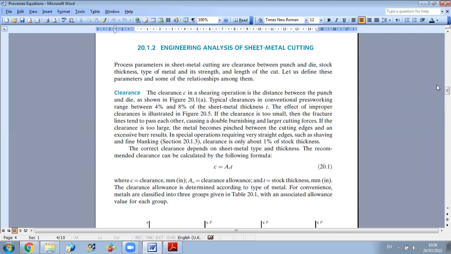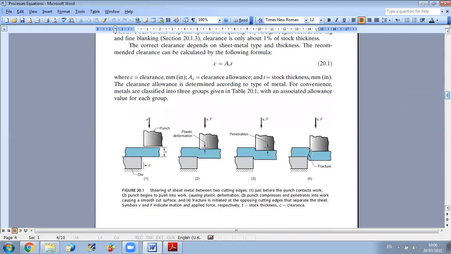As you can see first in this figure, when you perform a shearing operation, you have a die and a punch. The die is the fixed part on which you put your work part. The punch is the moving tool which will cause the cutting effect by creating shear in the plane of cut. So you have here the different phases of the operation.